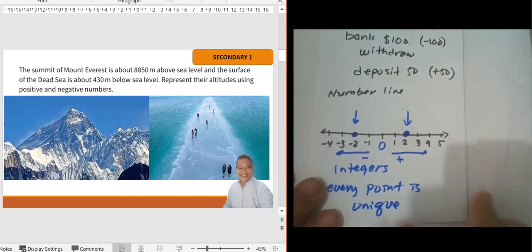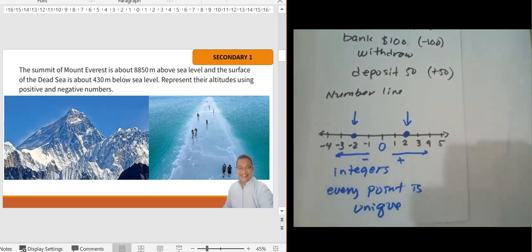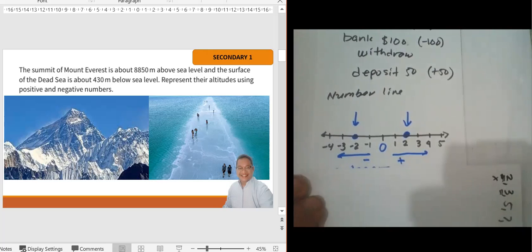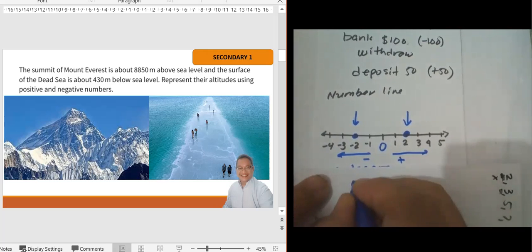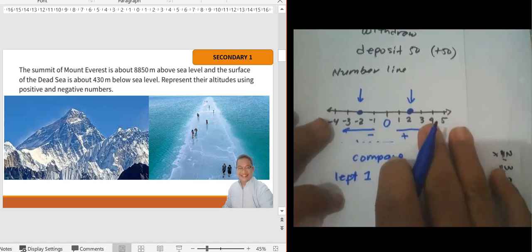But hold on. Let me just get another paper here, for example. So what I am trying to say is that you can use this one to compare numbers. For example, which one is greater, 1 or 5? As you can see, the 5 is to the right of 1, right? So therefore, 1 is less than 5, because 5 is to the right and 1 is on the left. Whichever is on the left, that is the smallest number.